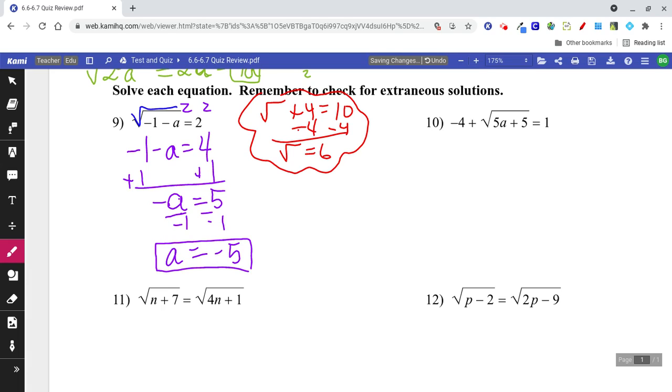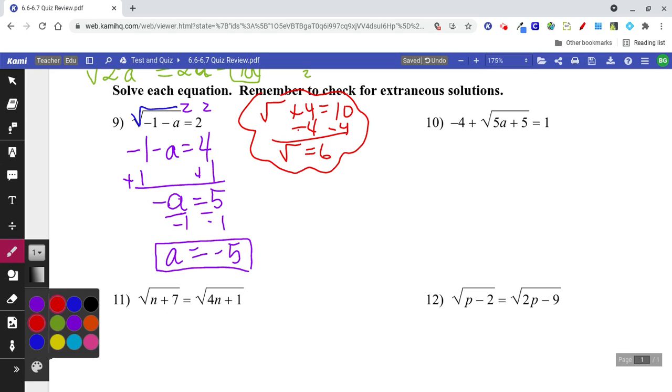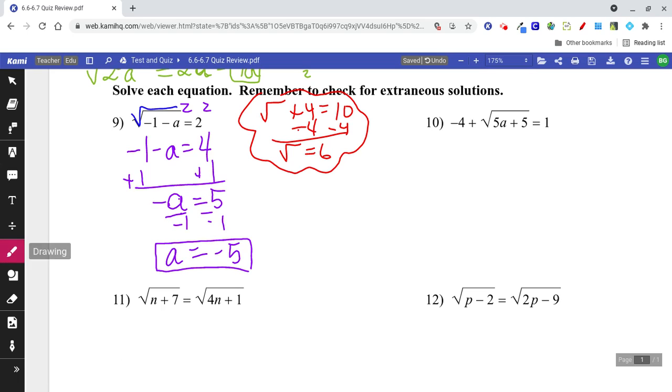Now, when it says check for extraneous solutions, sometimes your number doesn't work. And so it's a little bit weird. So technically, we're supposed to check our answers. You check your answer by plugging in. So if we plugged in -5 right there, we'd have the square root of -1 minus -5 equals 2, question mark. Okay, we're trying to see if that works. Well, minus minus is going to be plus plus. So -1 plus 5 is 4. Square root of 4 equals 2. Yeah, that's true. So this works. Every once in a while, you'll find one that doesn't work.